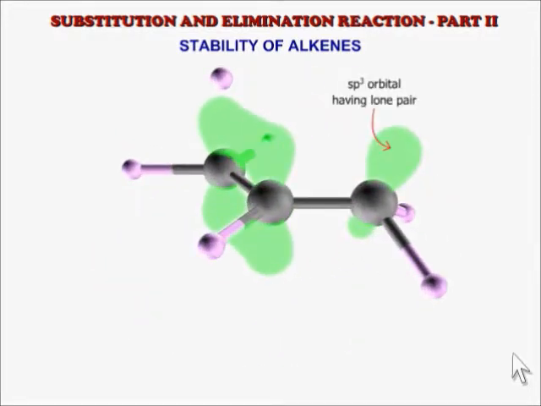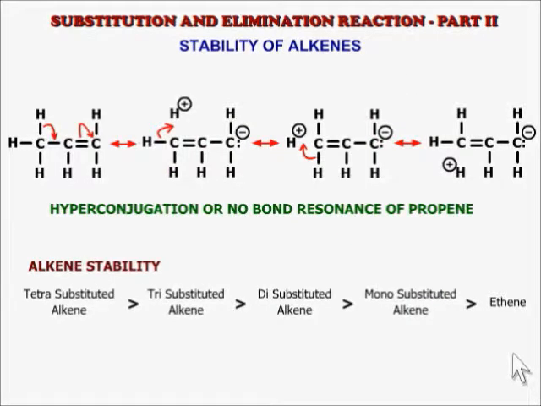Thus, the pi electrons get more delocalized than in non-substituted alkenes. This is called no-bond resonance. The possible no-bond resonance structures of propene are shown.